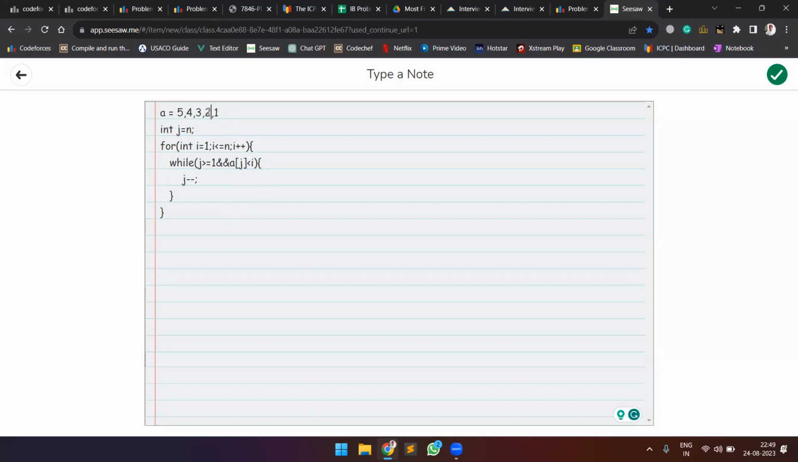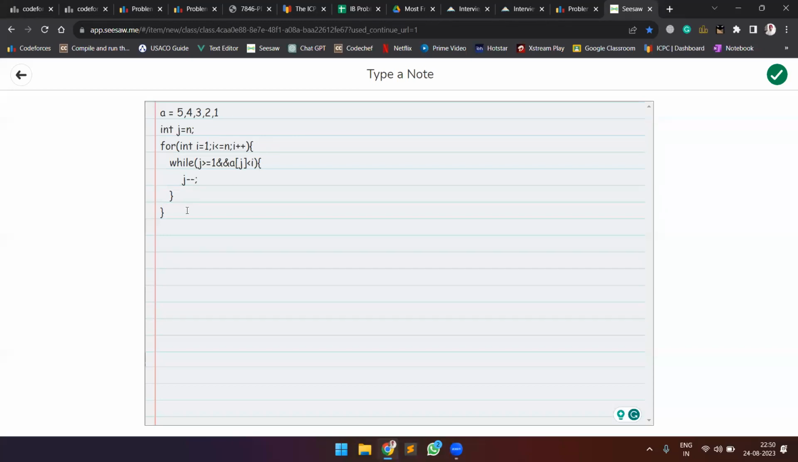So basically the j pointer is the rightmost pointer. So we get all the numbers starting from index number 1 to index number j, which are greater than equal to the number. So currently j is equal to n, so all the numbers from 1 to n are greater than equal to 1, because a of j is greater than equal to i for this j. Now we want to find the last j so that it is greater than equal to i. So we do this: while a of j is less than i, we just decrement j.